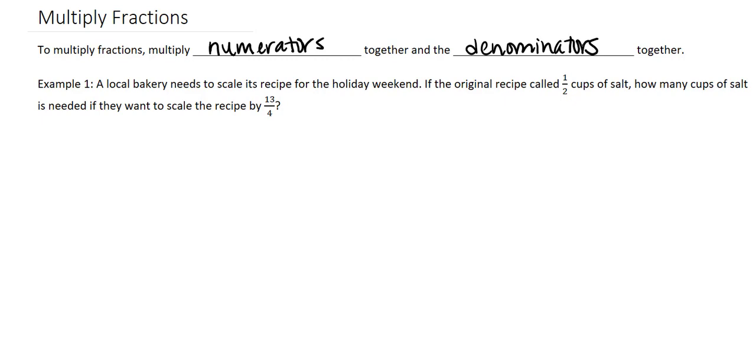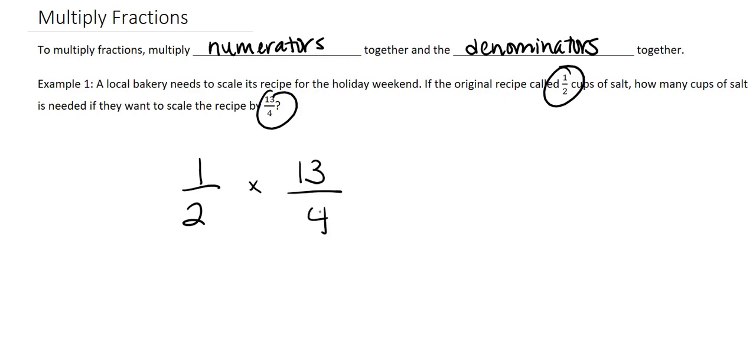Example 1. A local bakery needs to scale its recipe for the holiday weekend. Its original recipe called for 1/2 cups of salt. How many cups of salt is needed if they want to scale the recipe by 13/4? So we're going to go ahead and multiply these two fractions together. So we have 1/2 times 13/4. Now, once again, we're going to multiply the numerators together, and then we're going to multiply the denominators together.